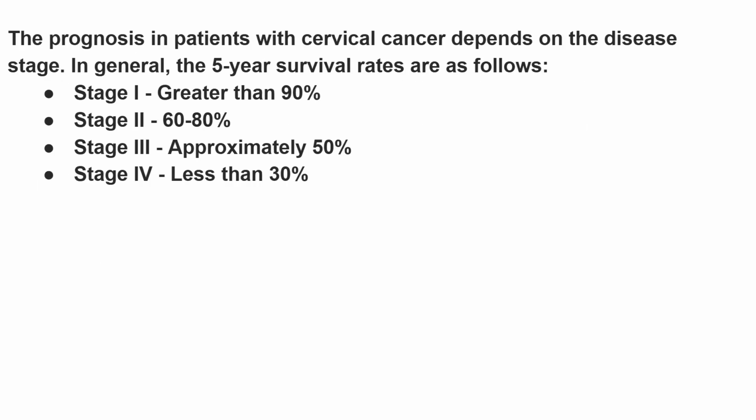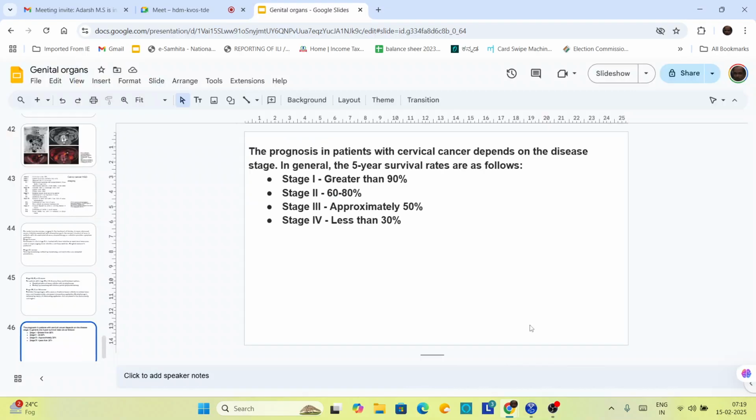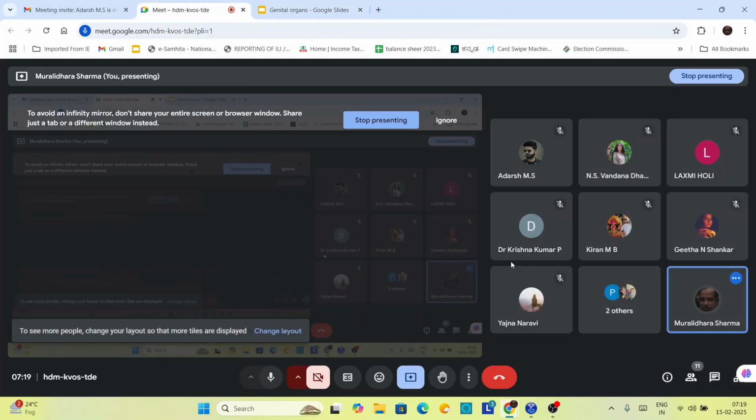Prognosis in patients with cervical cancer depends on the disease stage, and in general the 5-year survival rates are as follows. Stage 1 is greater than 90%, stage 2 60 to 80%, stage 3 approximately 50%, stage 4 less than 30%. So that's why early diagnosis is important. And with this we conclude today. We will continue in the next session about uterine cancer and ovarian cancers.